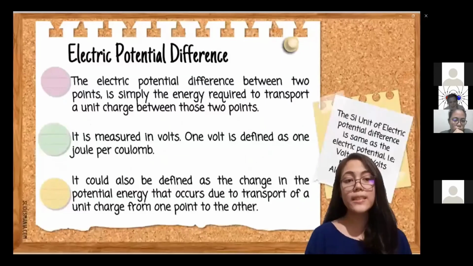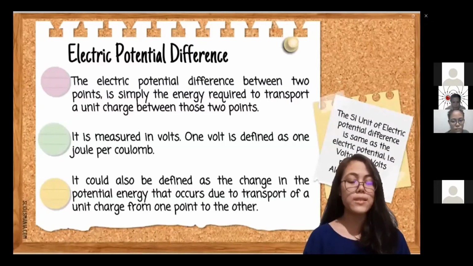Let us now dig deeper about what electric potential difference really is. So, electric potential difference between 2 points is simply the energy required to transport a unit charge between those 2 points. It is measured in volts. 1 volt is defined as 1 joule per coulomb. It could also be defined as the change in the potential energy that occurs due to transport of a unit charge from one point to another.